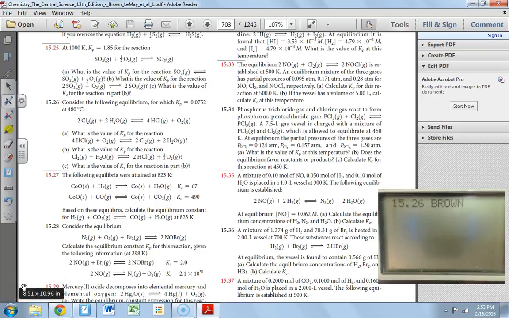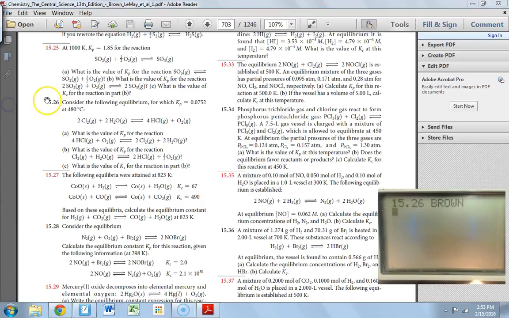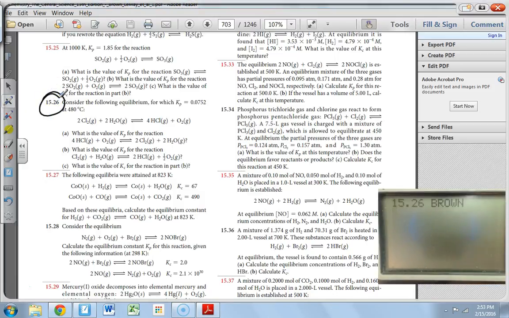Hey everybody, I wanted to get you ready for the exam coming up, and this is just a sample problem from Brown 15.26. It shows how to manipulate the equilibrium expression, or the equilibrium constant, based on how the reaction is changed and how it's written. Here we go. I'm going to do sample problem 15.6, which is this one right here.